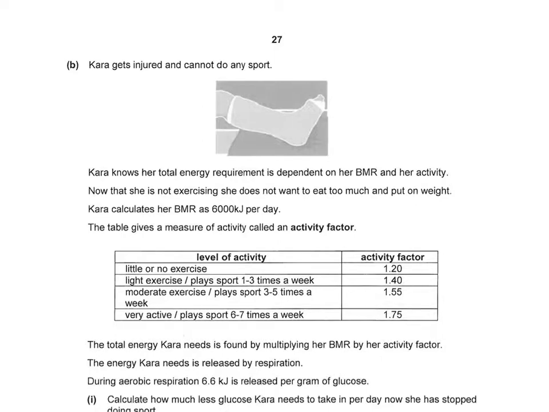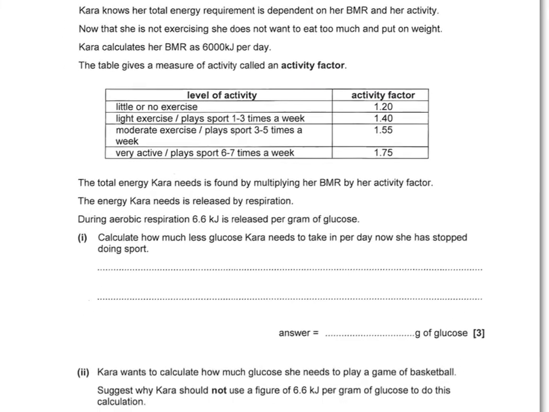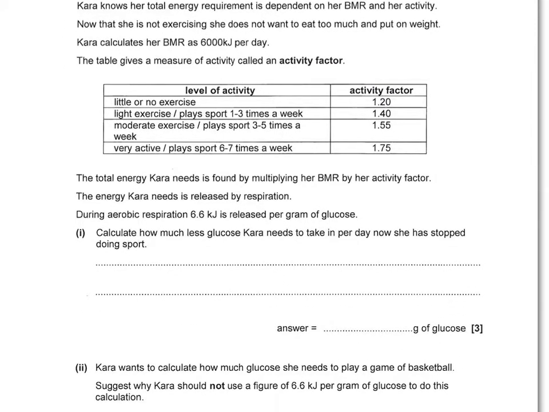Cara gets injured and can't do any sport. Cara knows her total energy requirements depend on her BMR and her activity. Now that she is not exercising, she does not want to eat too much and put on weight. Cara calculates her BMR as 6,000 kilojoules per day. The table gives a measure of an activity called an activity factor. There it is. The total energy Cara needs is found by multiplying her BMR by her activity factor.